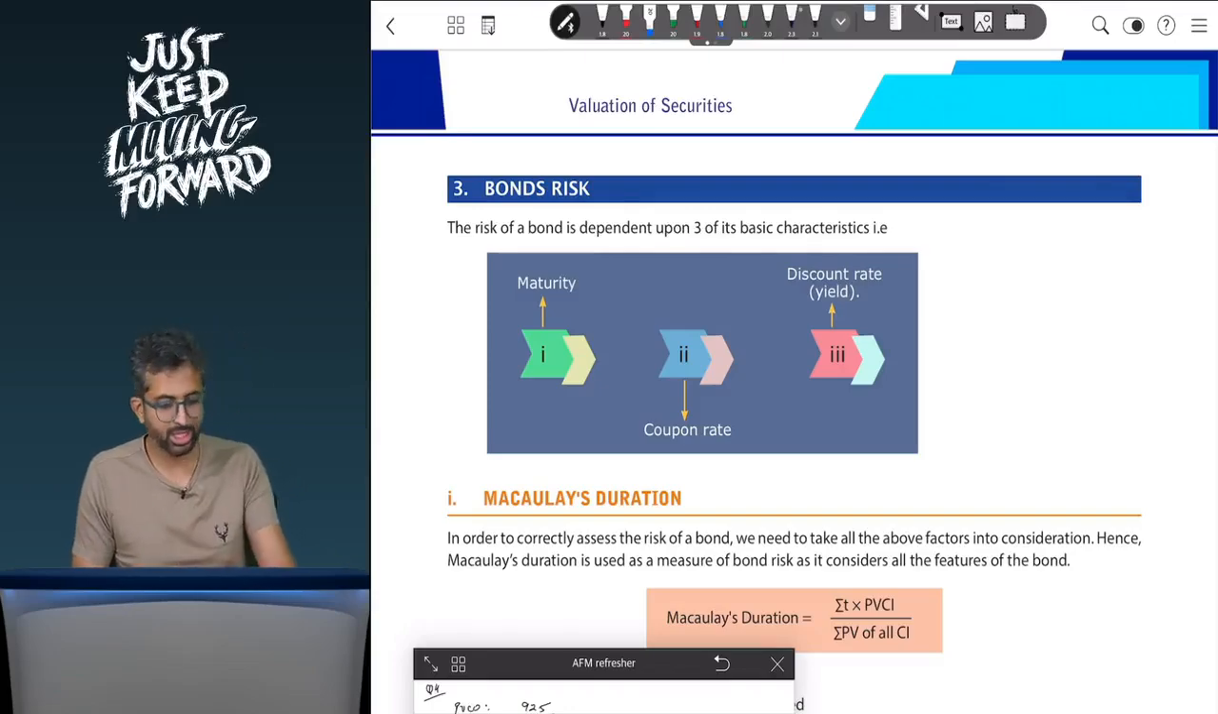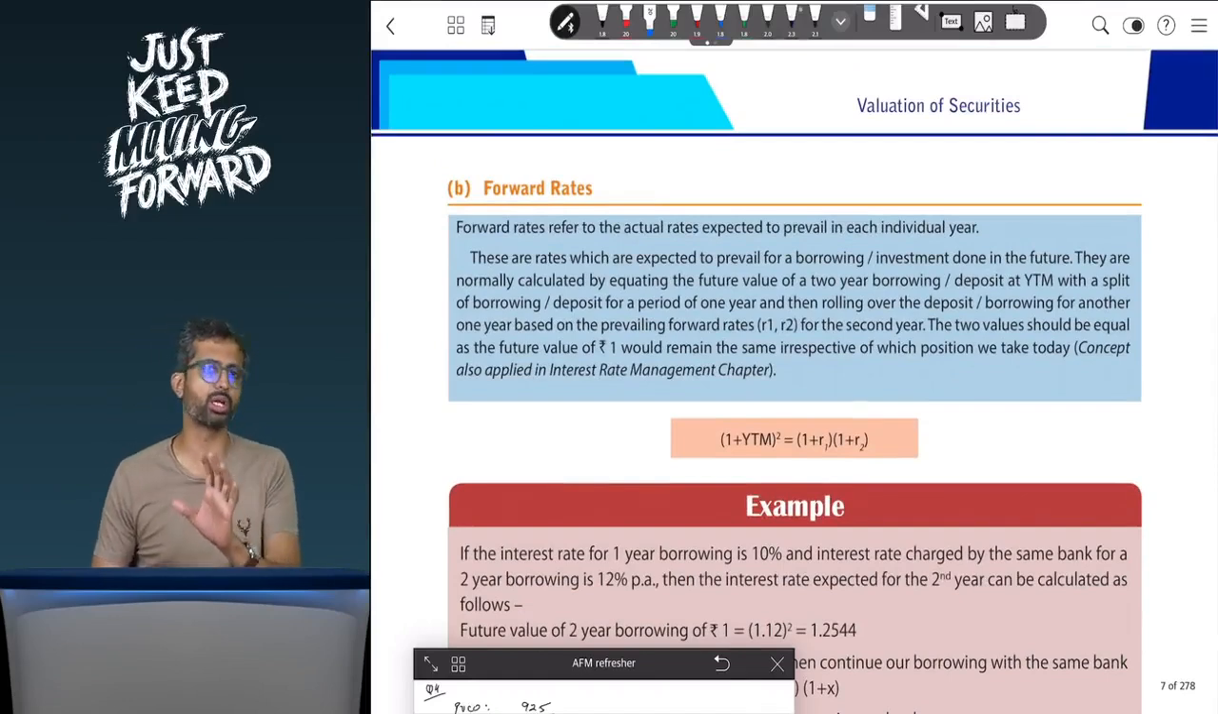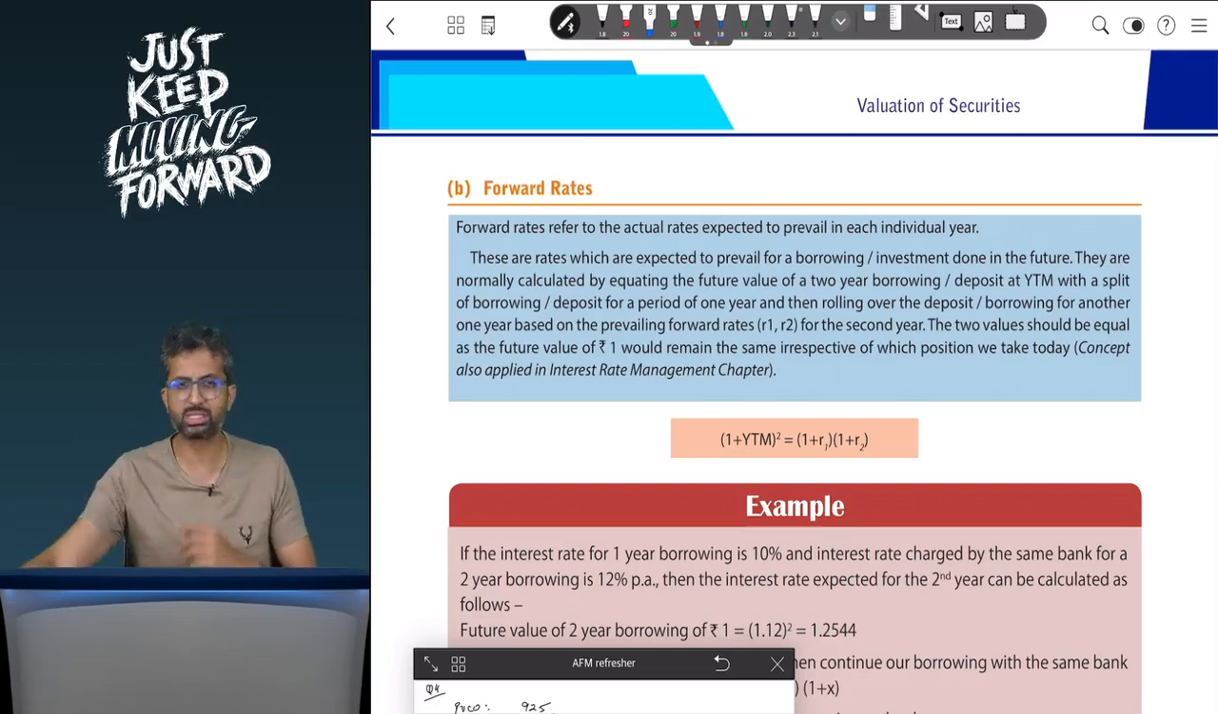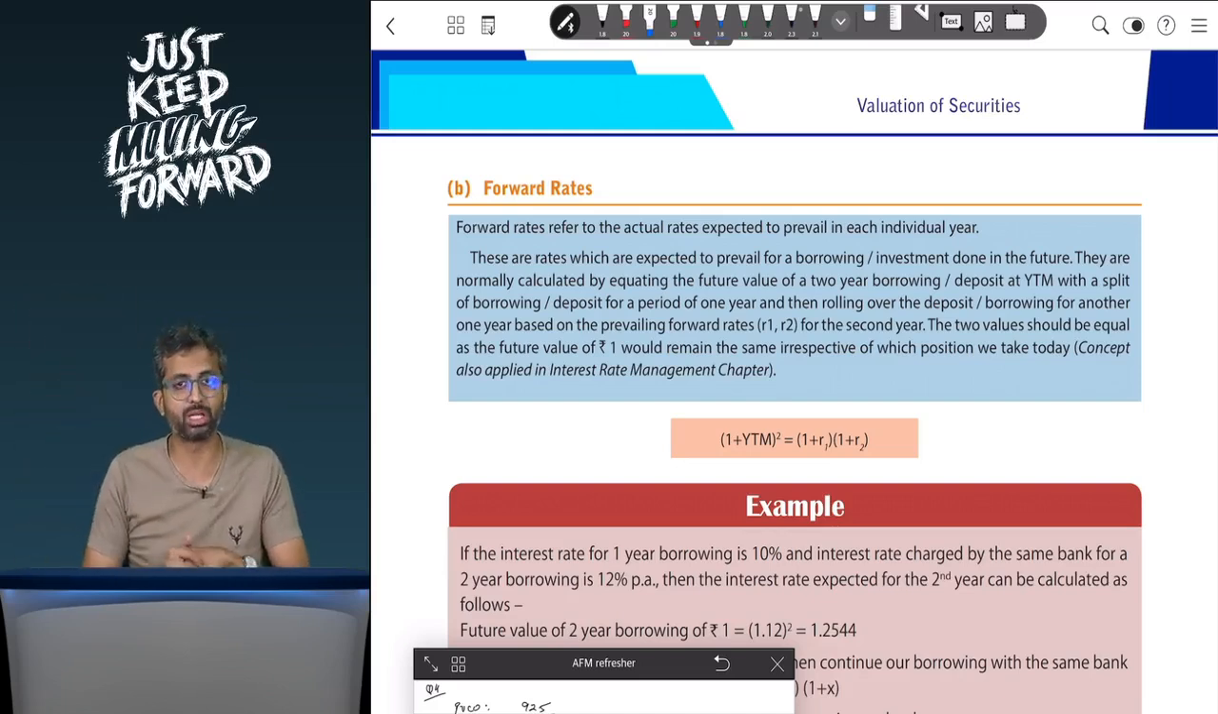Fair. So let's resume back. Now there are two concepts over here. One is a forward rate concept and one is the bond risk concept. First we look at the forward rate. Now forward rate as a concept is used extensively in the chapter on interest rate management. The last chapter that you will do is interest rate management, where forward rate as a concept is used.